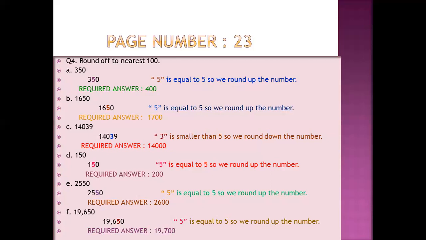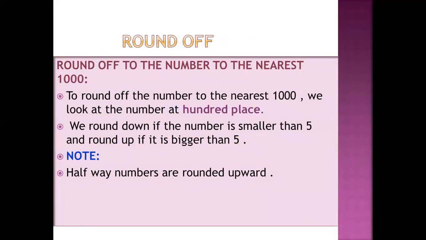The last part is 19650. 5 lies on the tens place and again 5 is equal to 5. So we round up the number and the required answer is 19,700. Yes, dear students, I think that this is clear to you, the difference between 10 and 100.